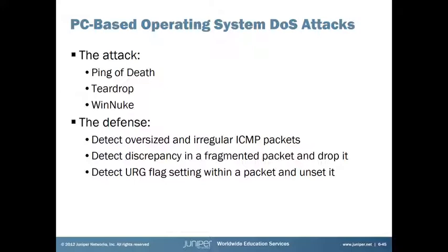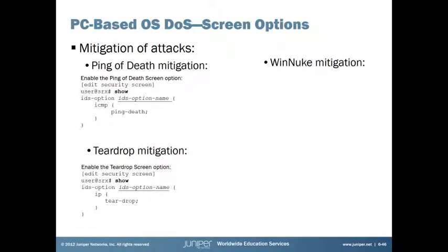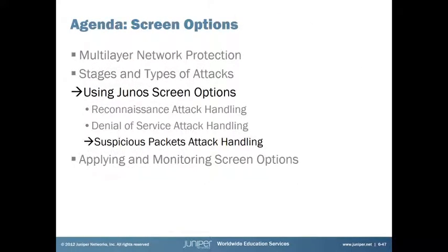Teardrop: detect a discrepancy in a fragmented packet and drop it. And WinNuke: detect the URG flag setting within a packet and unset it. So there's the mitigation there for ping of death, teardrop and WinNuke. So like I said, you're going to set all these things.